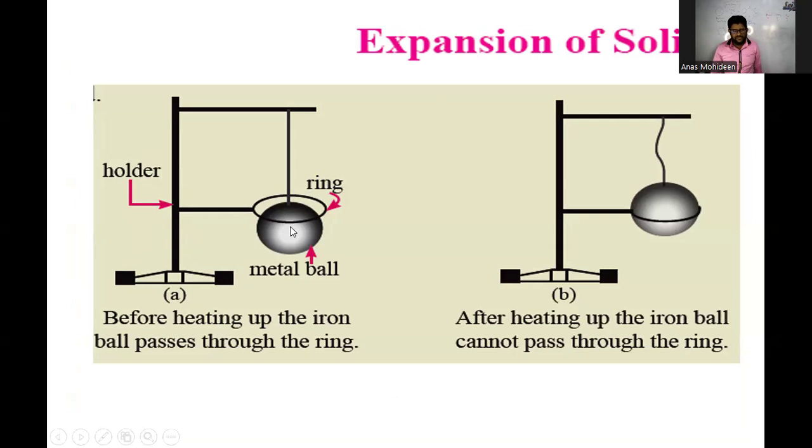So in the first image A, you can see the metal ball can move through this metal ring. Then I'm going to heat the metal ball. After heating it for some time, I'm going to move it again through the same ring. I can see it's stuck. It cannot move through. What is the reason? The metal has expanded. Because I heated it, it has increased in size, so it can't move through. So this concludes that metals can expand upon heating. It is a solid, so solids do expand.